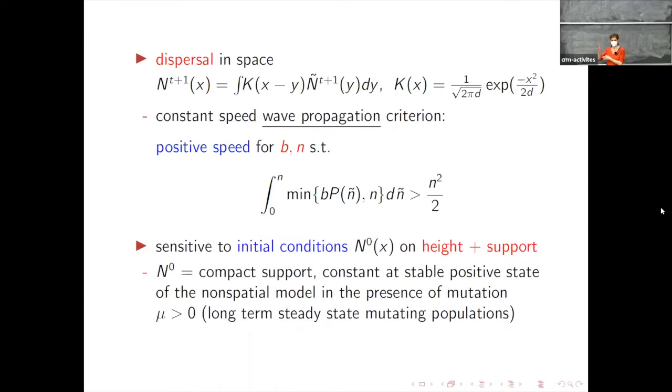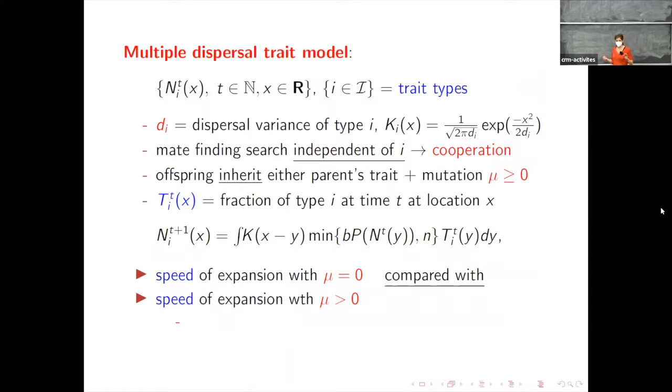I mean, sort of the location cutoff, you actually have to solve an integral and see when you have a positive speed, but these are known to have a constant speed wave propagation under this constraint. Otherwise, the wave retracts back. Now, this is unfortunately very sensitive to initial conditions. So both the height and the support of the initial conditions are very important in this case. So this is something to keep in mind, right? When we did our work, we made sure that the initial conditions were very carefully chosen to make it equal for the different traits.